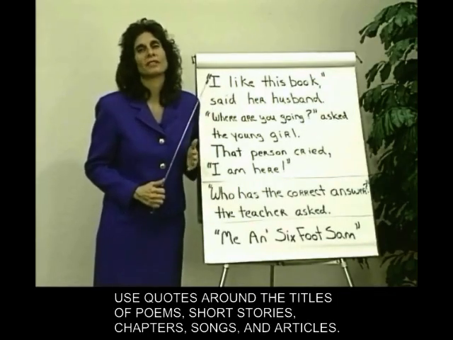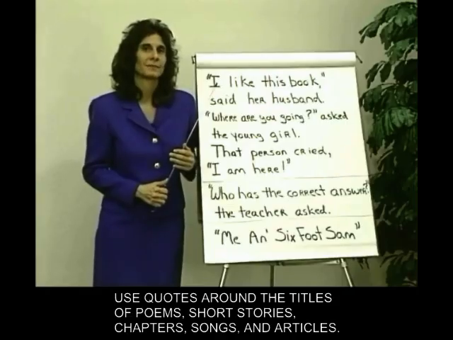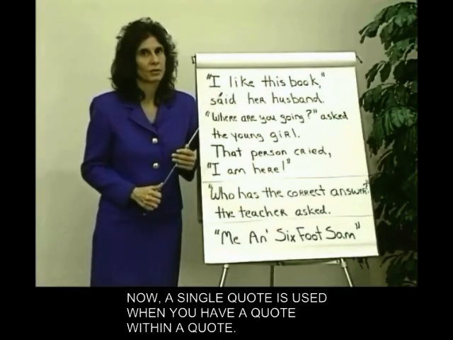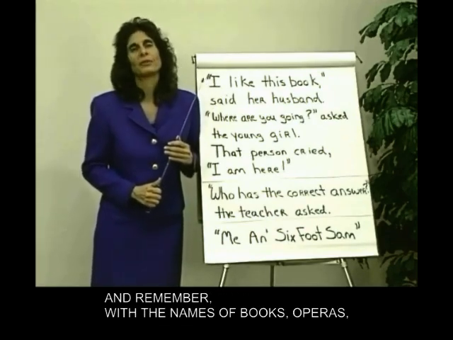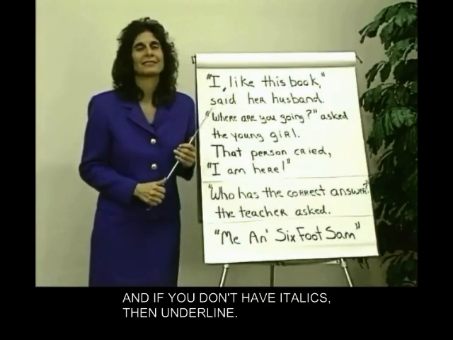Use quotes around the titles of poems, short stories, chapters, songs, and articles. Now, a single quote is used when you have a quote within a quote. And remember, with the names of books, operas, symphonies, and ballets, use italics, and if you don't have italics, then underline.